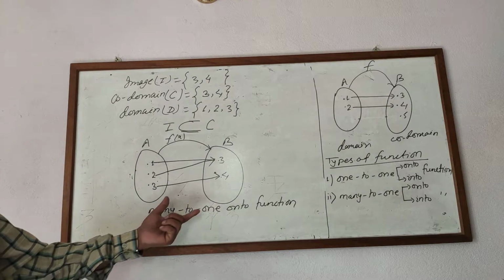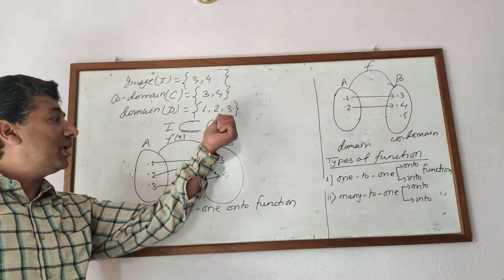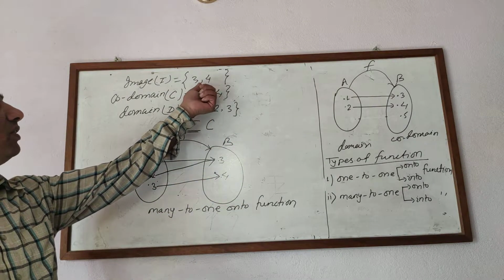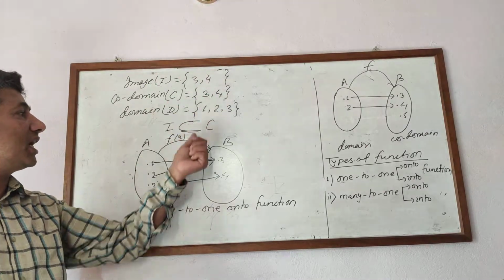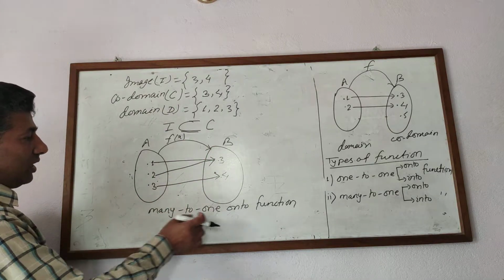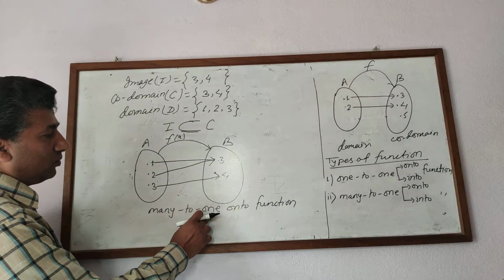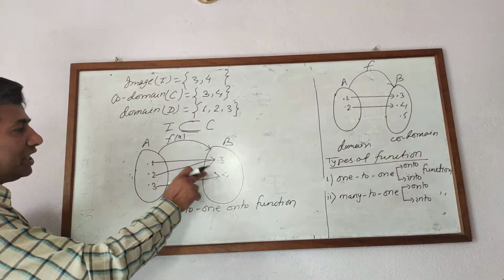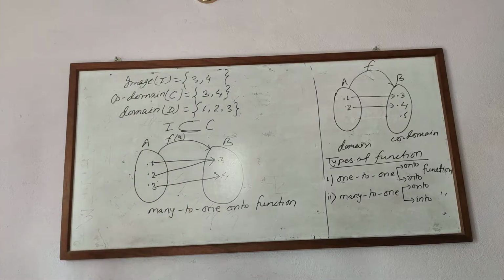Now why is it onto? Because this 3 and 4 is the set of codomain, and 3 and 4 are again the images also. Now this image set and codomain set are equal, that's why it is onto. And why many to 1? Many domain elements have one common image. That's why it is many to 1. It is also a function. Now this is an example of onto function.